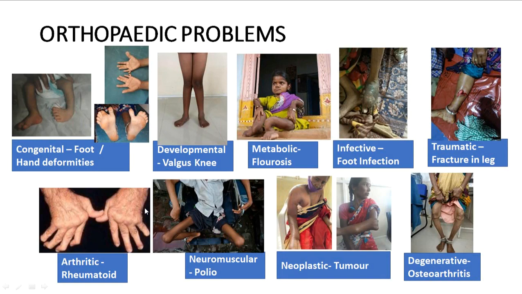Okay. And what you are seeing here is deformities in the hand, in the thumb, the metacarpophalangeal joint.